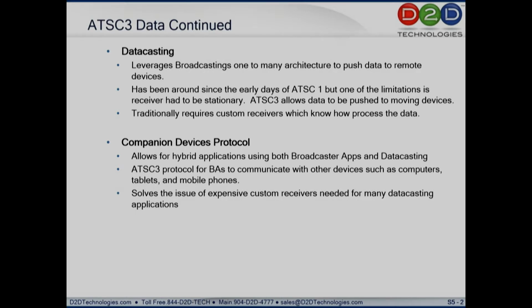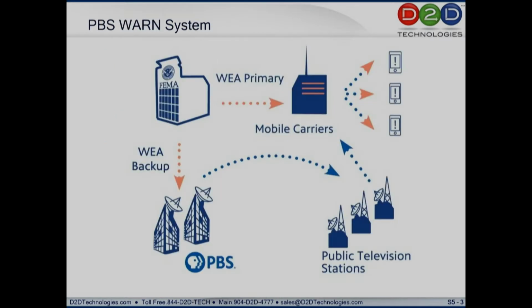Let me give you an example of how this could potentially work. So this here is an overview of the PBS Warn system. It's a project we developed in partnership with PBS. It's basically a backup system for the wireless emergency alert system. And what this is doing here is FEMA will generate the alert messages. They send them over the internet to the mobile carriers, then they're broadcast out to all the cell phones which are needed for that particular market.